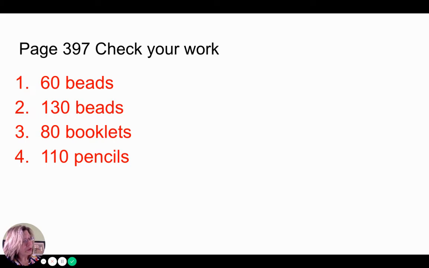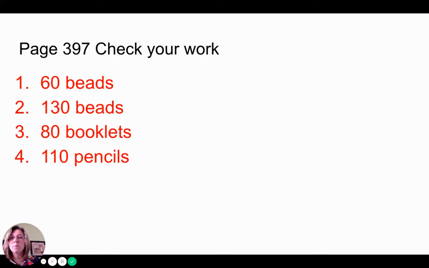For number 4, Patricia was carrying some pencils. Her friend took 30 of them. Patricia has 80 left. So we don't know how many she's carrying. Her friend takes 30 from her, and then she's left with 80. So we've got the 80 she's left with, plus the 30 for her friend, and if we add those together, we'll figure out how many she started with. Notice that the numbers in these problems are related, third graders, related addition and subtraction.